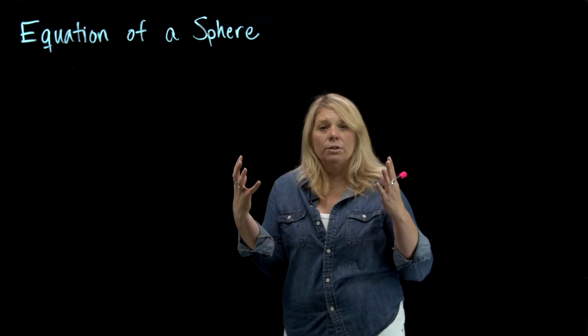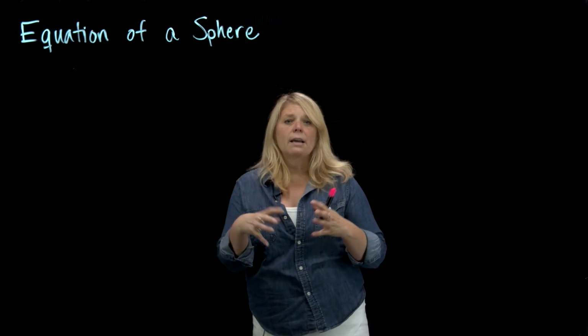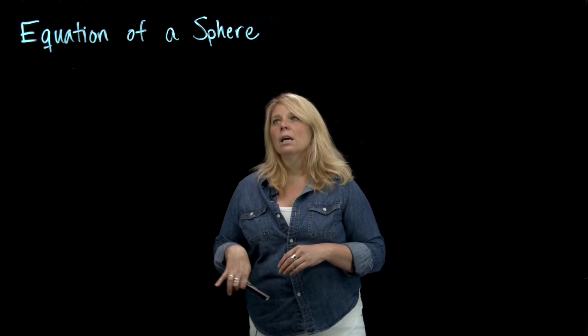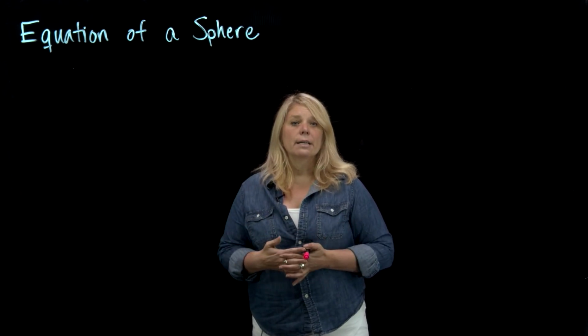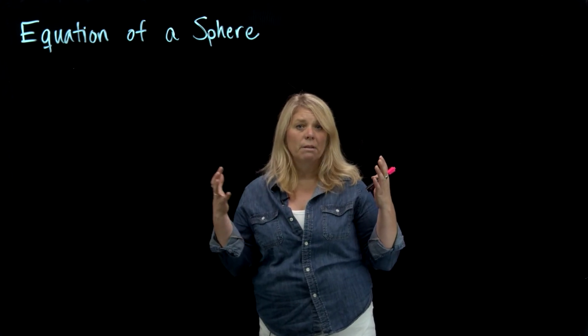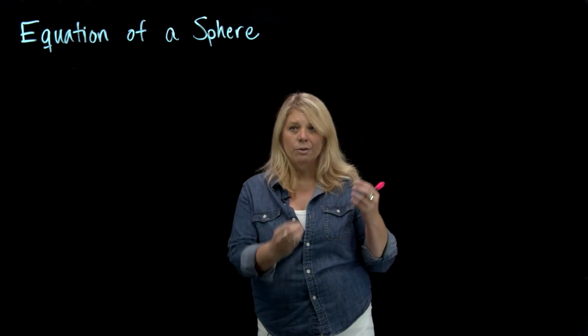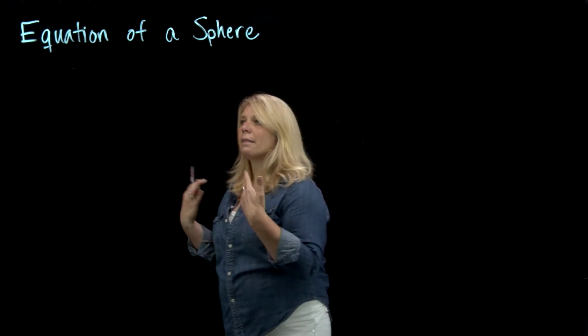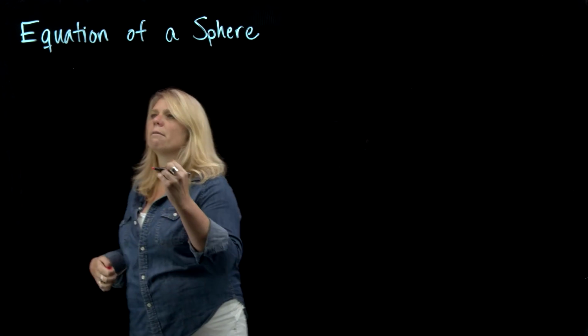And so geometrically we know what a sphere looks like. What we want to talk about here is the algebraic equation for a sphere. So if you think about what a sphere is, it's the set of all points that are a fixed distance, that would be the radius, from some central point. So that's really about distance, and the fixed distance would be the radius.